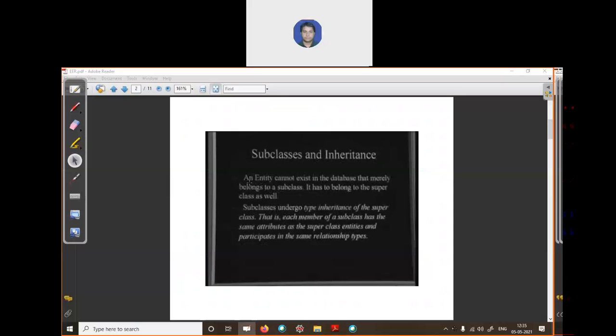Look at this point: an entity cannot exist in a database that merely belongs to a subclass. It has to belong to the superclass as well. Suppose in your database you are creating this kind of relationship, subclass and superclass. What entities are present in a superclass must be available in the subclass as well. If we have created the database in such a way, with a subclass and superclass, what the entity available or present in a superclass must be available in a subclass as well.